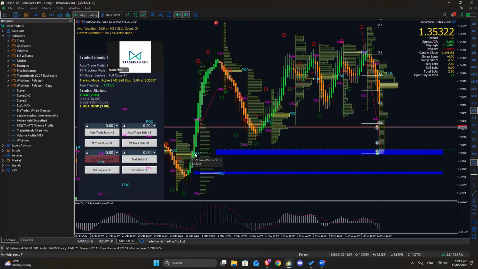You can see it's aligning the yellow, it's aligning with the blue. And then I did the same with this POC level down here. There's another volume profile where I just dragged the rectangle to the future. So I have two levels now where the market might react.